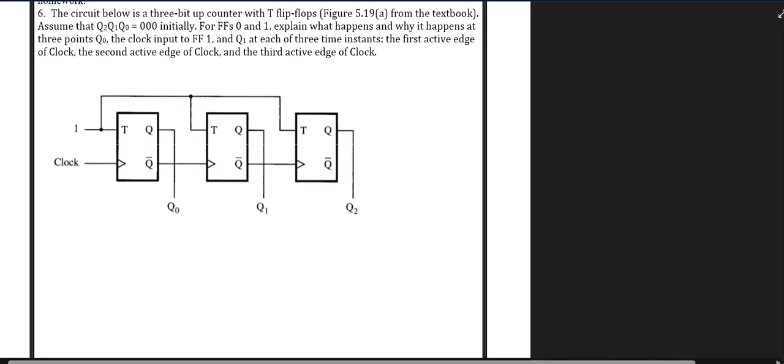Okay, so the circuit below is a 3-bit up counter with T flip-flops. Assume that Q2, Q1, Q0 equals 0, 0, 0 initially. For flip-flops 0 and 1, explain what happens and why it happens at each of the 3 points: Q0, the clock input to flip-flop 1, and Q1, at each of the 3 time instants: the first active edge of the clock, second active edge of the clock, and the third active edge of the clock.